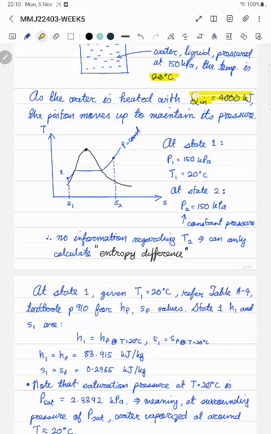Okay, and the piston should move up so that it can maintain the pressure exerted on the liquid, on the water. Now at state 1, this is the curve that we'll have. The pressure is constant. It's always 100 kPa, and the curve is shown in this figure. So you have the curve here starting from point 1 up until point 2. At point 1, the entropy is S1, and at point 2, the entropy is S2.